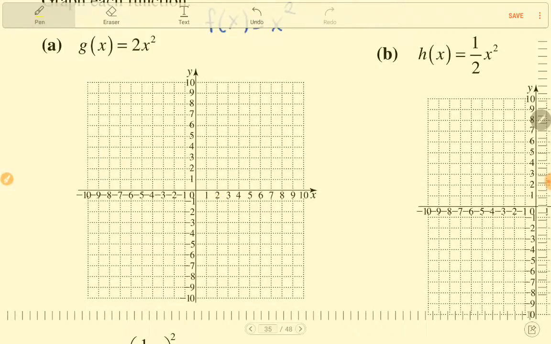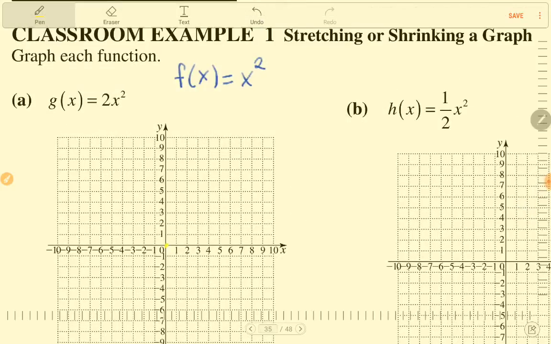The parent function would have had a point 0, 0, because if you plug in 0 for x right here, you would get 0 for y. If you plug in positive 1 for x, you would get 1 squared is 1 for y. If you plug in negative 1 for x, negative 1 squared is positive 1. Plug in 2 for x, 2 squared is 4. And then symmetrically, when you plug in negative 2 for x, negative 2 squared is 4. Then we have 3 squared is 9. Negative 3 squared is 9.